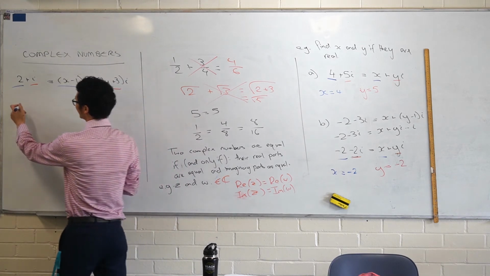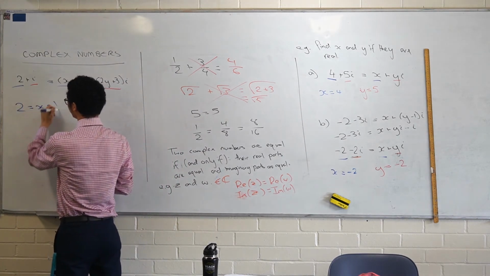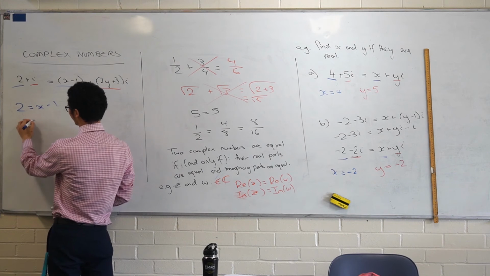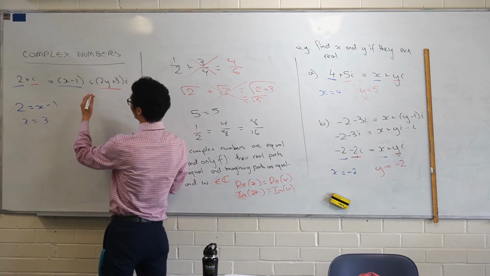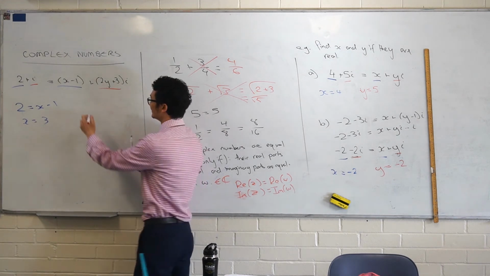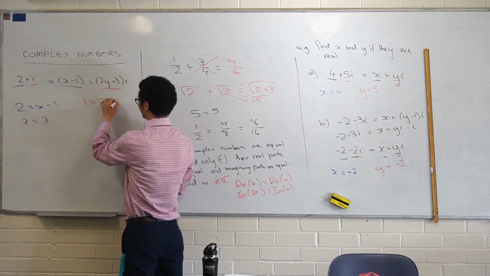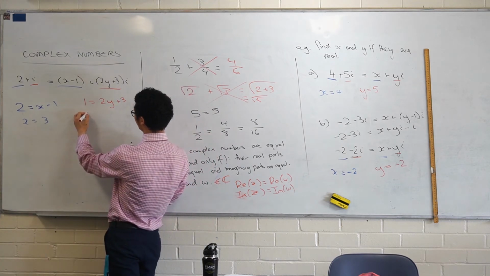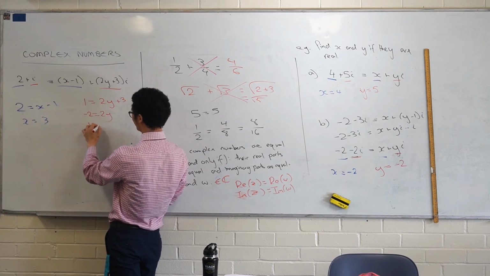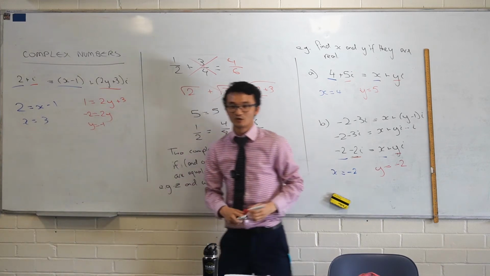So 2 is equal to x minus 1, and so we've got x is equal to 3. And over here, 1 is equal to 2y plus 3. And we can do some rearranging. Minus 1. Cool. Okay, so, equality of complex numbers.